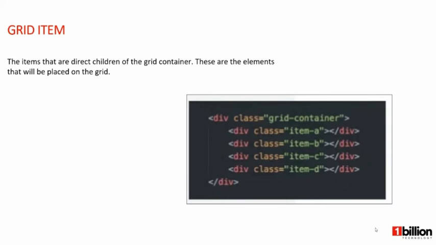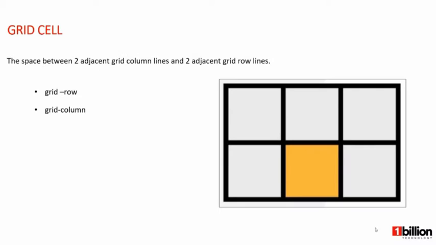A grid container contains grid items. By default, a container has one grid item for each column in each row, but you can style the grid items so that they span multiple columns and rows. Next one is grid cell. The space between two adjacent grid column lines and two adjacent grid row lines is called a grid cell.